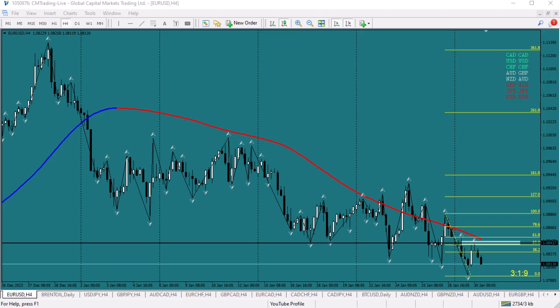My first pick of the day is potential short on the Euro US, but before we proceed, remember that trading carries risk. Never trade with money you cannot afford to lose.